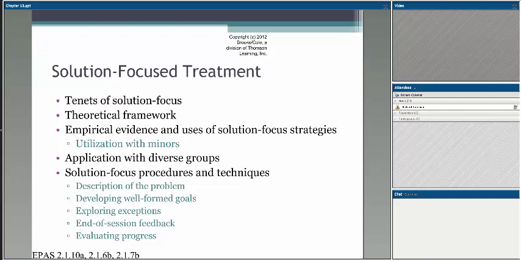And so as we think about the solutions and procedures and techniques, it's about defining the problem, identifying goals, exploring the exceptions, and then ending the session with feedback and evaluating progress. So a solution-focused treatment intervention might look very different and move at a much more rapid pace, and all of these particular procedures might even happen the first visit that you're actually out making with your family, in terms of looking at those things and then putting a plan of action into place to set up a way to monitor that feedback.